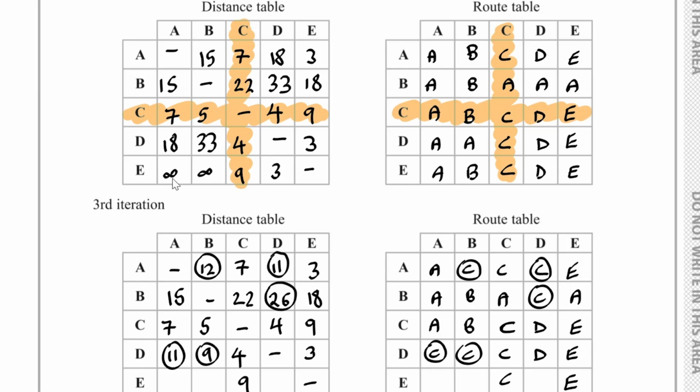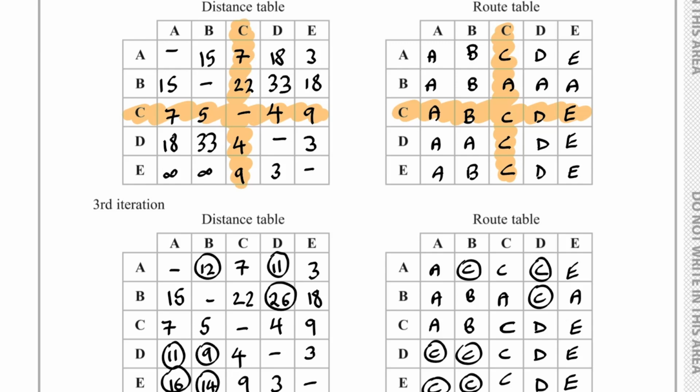Next, we compare the infinity with 7 plus 9. So we have 16, which is smaller than infinity. Circle it to show that we've changed, and we replace the A with the C. Next, compare the infinity with 5 plus 9. 5 plus 9, that's 14. 14 is definitely smaller, and then we replace the B with the C. Circle them to show that you've changed. Next, we compare the 3 with the 4 plus the 9. 3 is definitely smaller, we can make no changes.